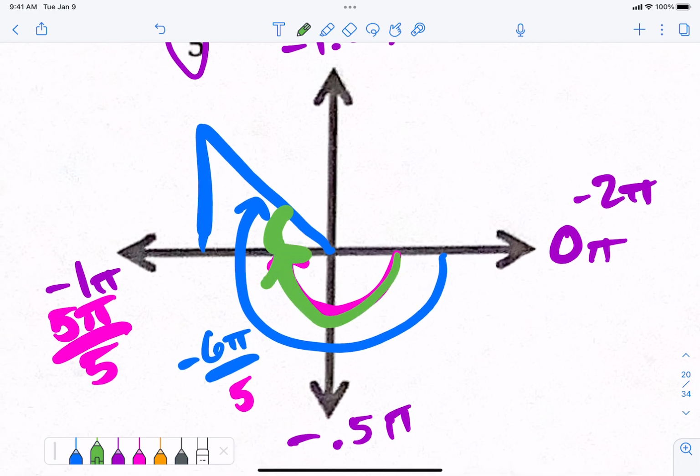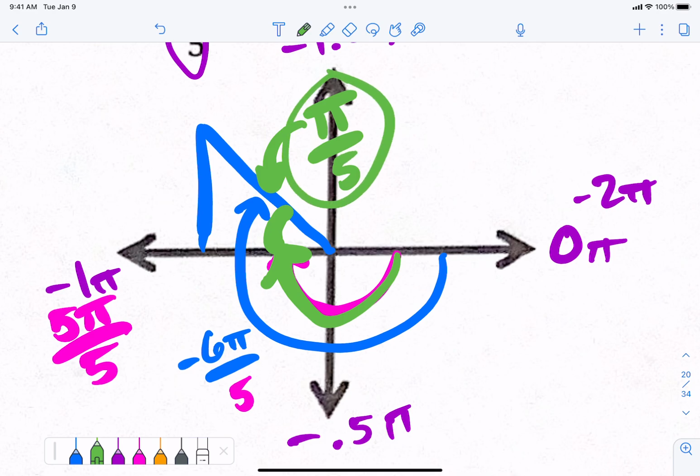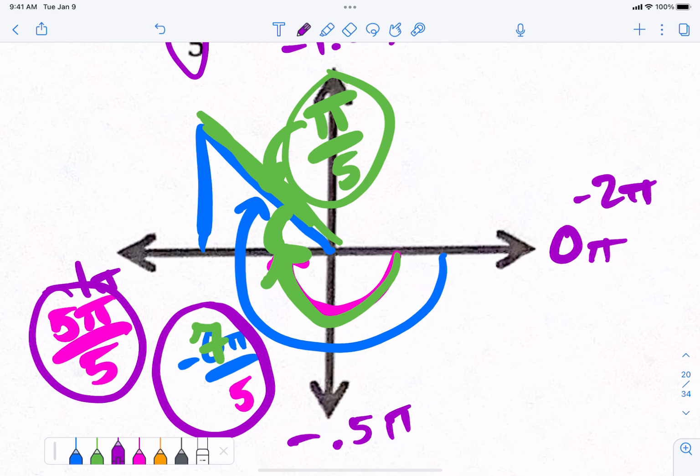So is the reference always just pi over whatever the denominator is? Sometimes. That's what we got here. But sometimes not. If instead, let's say we were going 7 pi over 5, right? 7 pi over 5 would still be in this second quadrant, right? But in that case, what's 7 pi over 5 minus 5 pi over 5? That would make this 2 pi over 5 for a reference angle. So it won't always just be pi over whatever, right? In that case, it would have been 2 pi over 5. That's a good question.